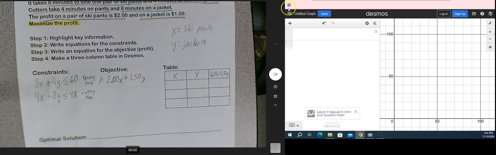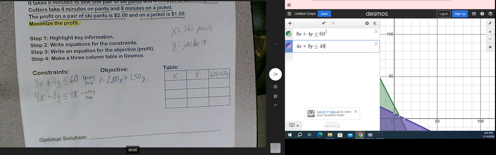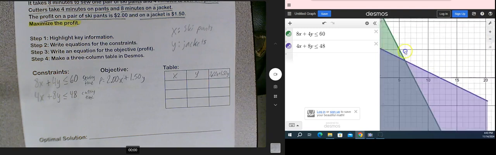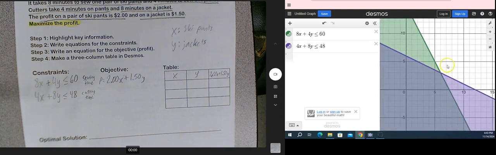And now we go over to Desmos. So we've got 8x plus 4y is less than or equal to 60, and 4x plus 8y is less than or equal to 48. Okay, let's get a better view. We can press the home button to go back here, and this is perfect. Okay, so now we need the 3 corner points. We'll make a table here. Get rid of the ones. Put our objective.